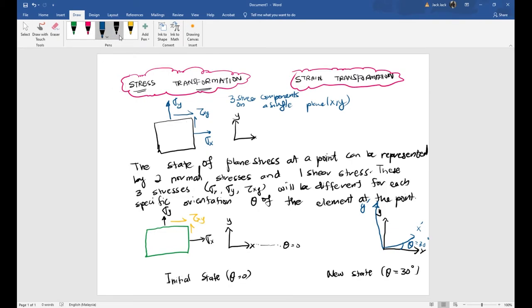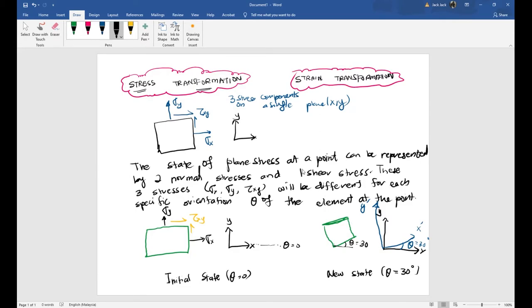Okay, so the orientation of the element, let's use the green color. The orientation of the element will tend to be like this. I will draw carefully, due to the rotation of theta equal to 30 degree. The 30 degree is defined from here. So this is your theta, which is equal to 30 degree.